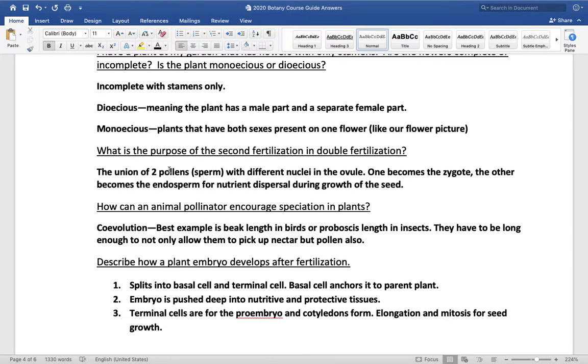How can an animal pollinator encourage speciation in plants? This goes right along with coevolution from the last unit. So a lot of great examples out there, but best examples usually involve beaks in birds and the proboscis, which is kind of like a beak in an insect. They have to be long enough to be able to get to the nectar, but at the same time, the plant wants those insects or birds to pick up pollen.